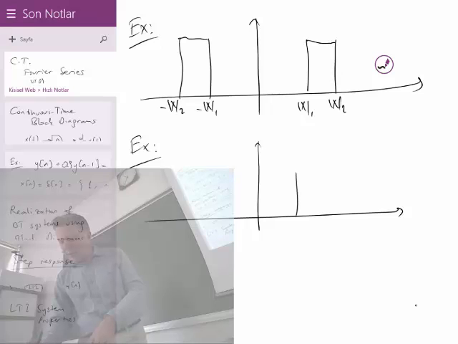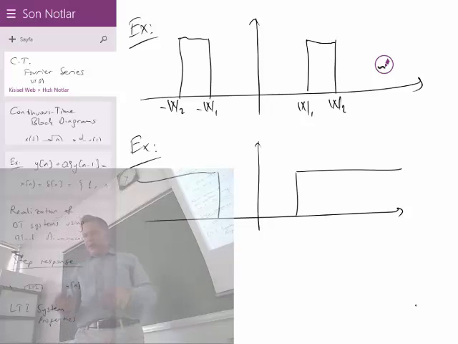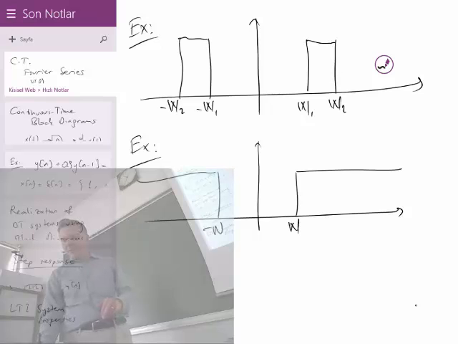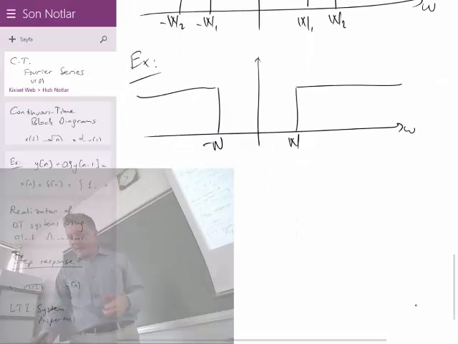What's a high-pass filter? The high-pass filters are usually like this. They stop the low frequency within some range from minus W to plus W, and then afterwards on the frequency axis it passes everything. So this is a high-pass filter, for example.